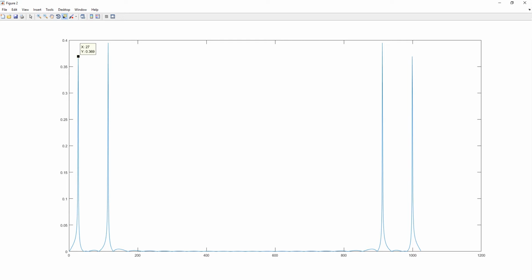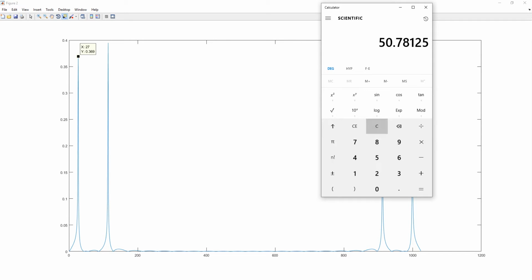So here is 27. Say in our case the sampling frequency is 2000. Now what is the total number of points? In our case, after FFT, the total number of points is 1024. So if I divide 2000 by 1024, here in the x-axis, 1 point actually corresponds to 1.95 Hz of frequency.